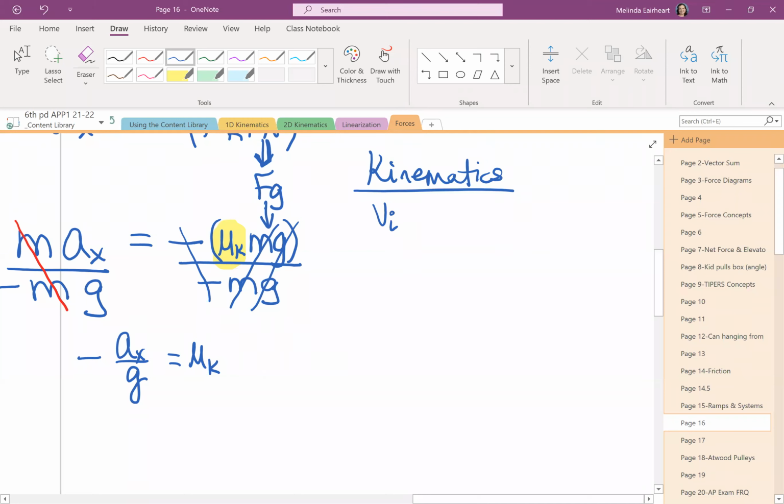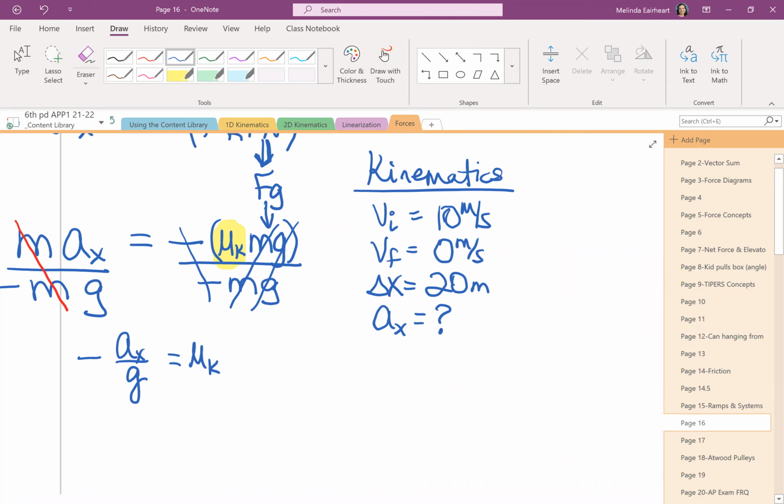Initial velocity at the beginning of the slowdown, 10 meters per second. Final velocity during the slowdown, 0. And it takes a distance of 20 meters. And we want to use this to find our horizontal acceleration. So what kinematic equation are we going to use? Third one. And so v_f squared equals v_i squared plus 2a delta x.